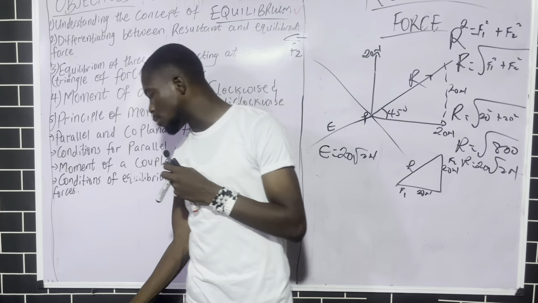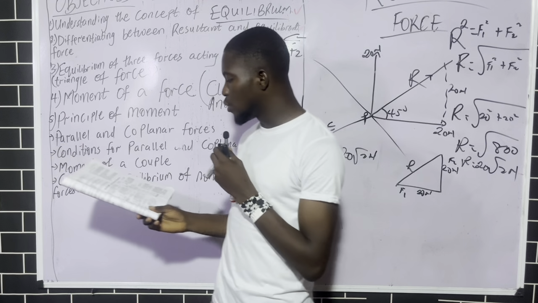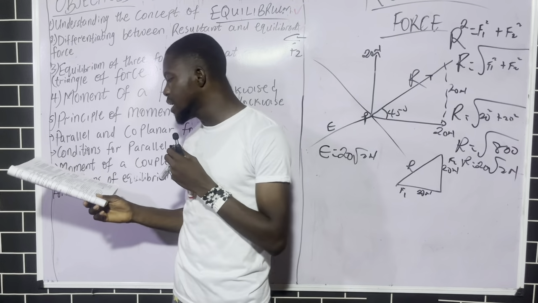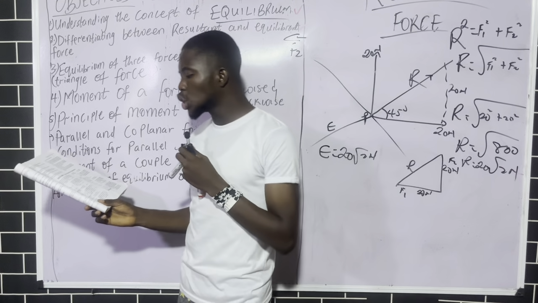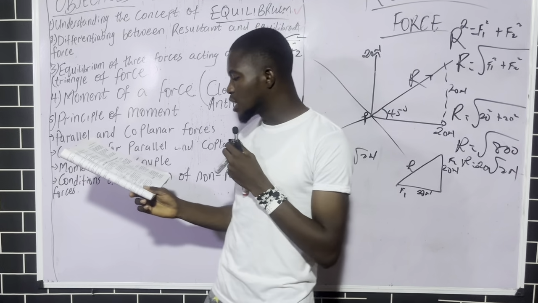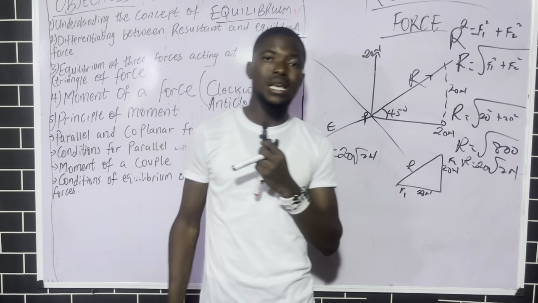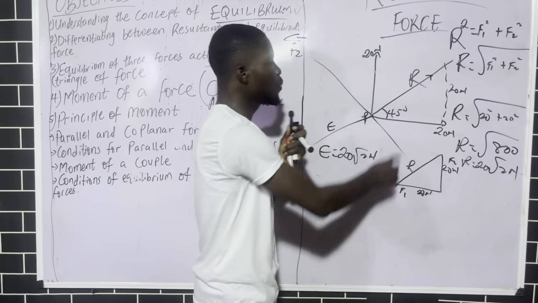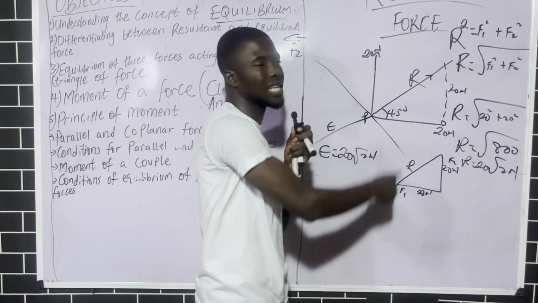Now let's see the options. Option A says 0 Newton. B says 40 Newton at 45 degrees to X. C says 20 root 2 Newton at 45 degrees to X. D says 20 root 2 Newton at 225 degrees to X. I know many students will pick 20 root 2 Newton at 45 degrees to X. If you pick that answer, what you just looked for is your resultant force and its direction.